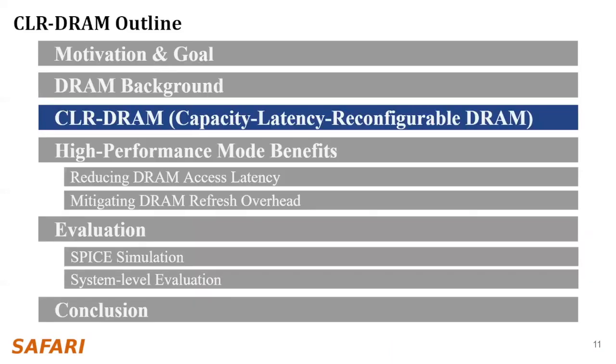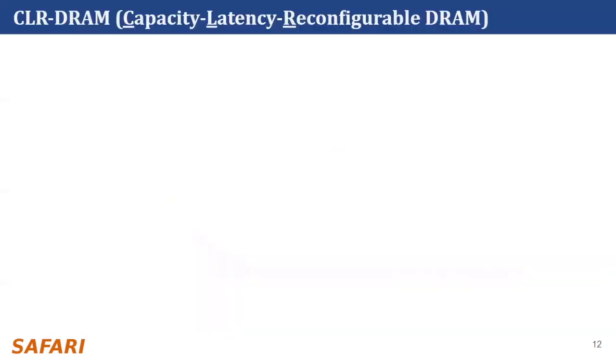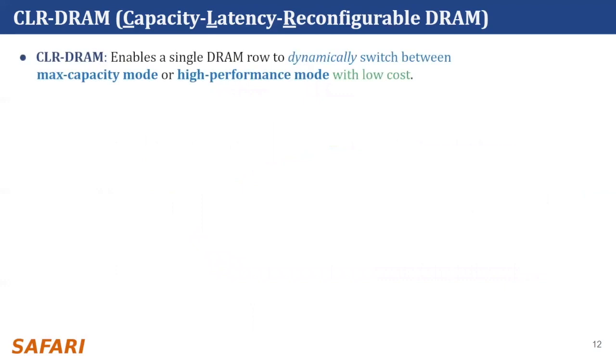Now, I will introduce our new idea, CLR-DRAM, Capacity-Latency-Reconfigurable DRAM. CLR-DRAM is a low-cost DRAM architecture that enables a single DRAM row to dynamically switch between either max capacity or high-performance mode.